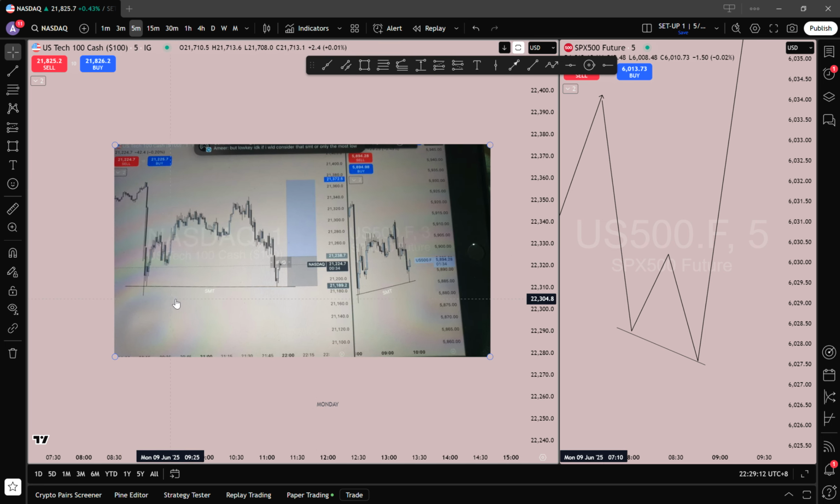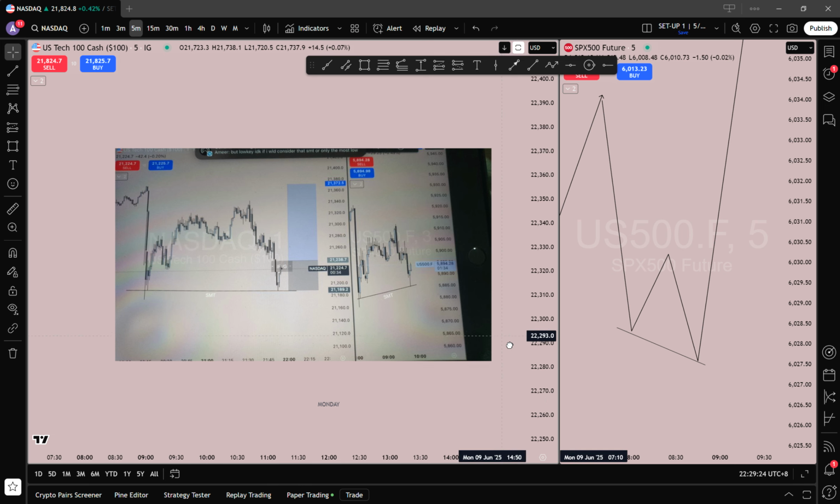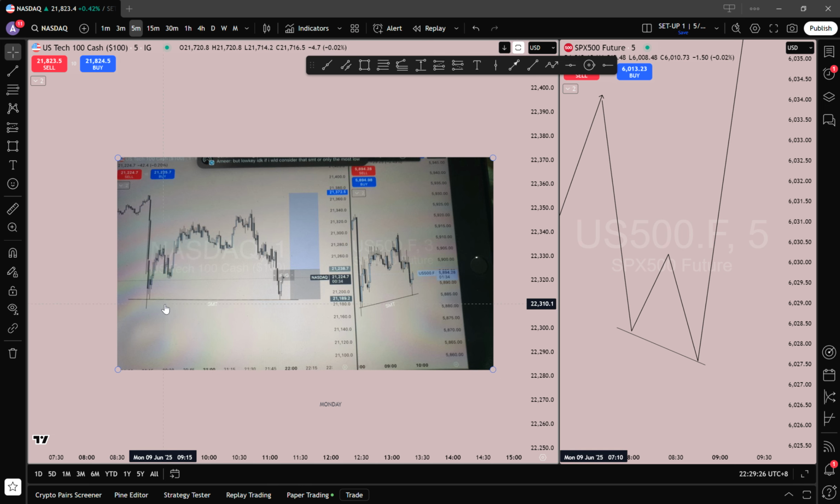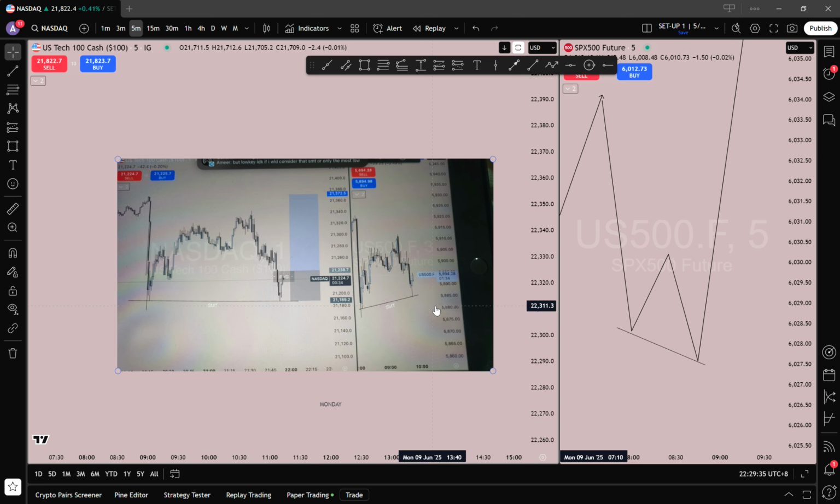Okay, so we got liquidity getting taken out over here, over here, over here. And this was not 10 p.m., but around New York Open, the first few 15 minutes. So you can see it form an SMT where Nasdaq took out these lows, but ES didn't. So ES formed the higher low, but Nasdaq formed the lower low. So that basically is an indication of a reversal.